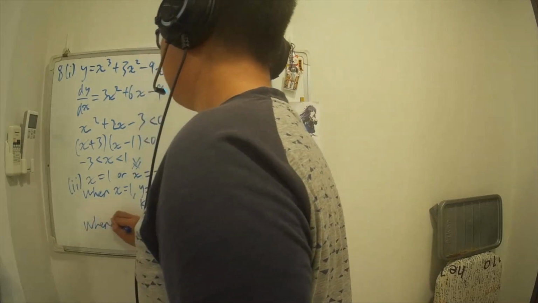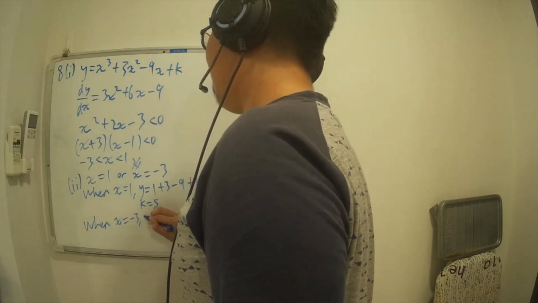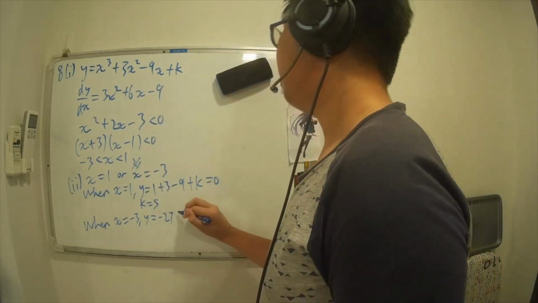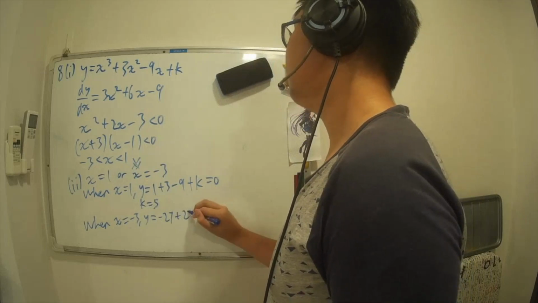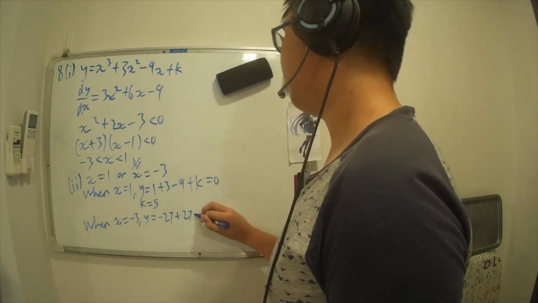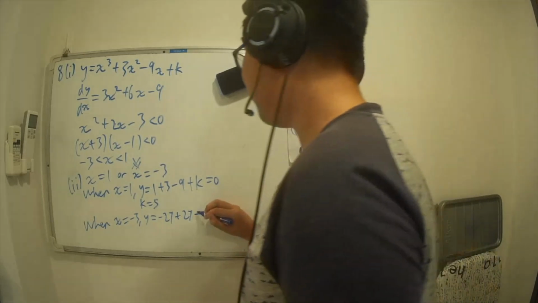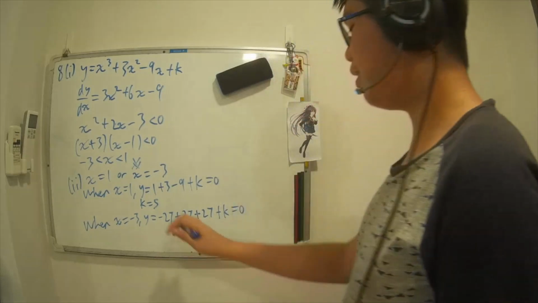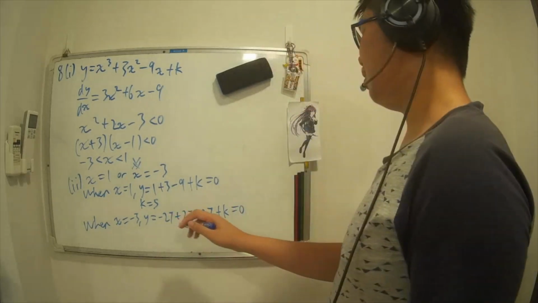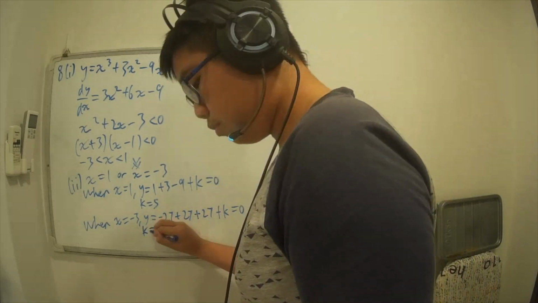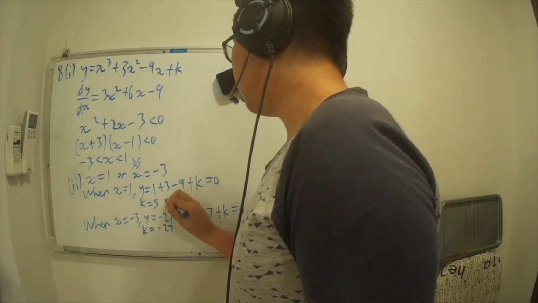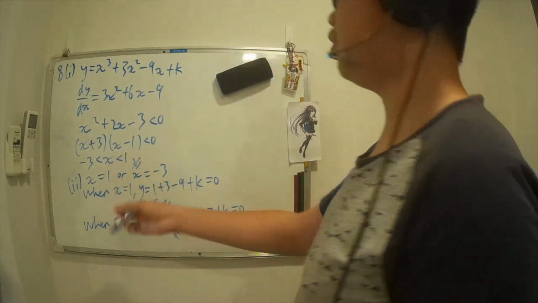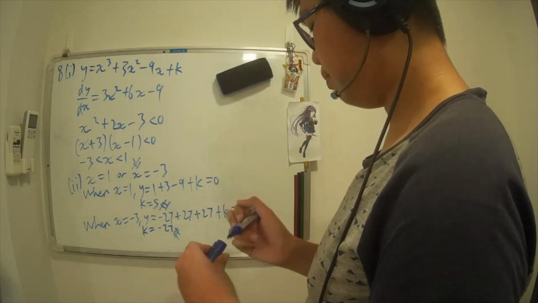And then when x is equal to negative 3, y is equal to negative 27 plus 27 plus 27 plus k, which is equal to 0. Everything is 27 here, so we know that k is negative 27, right? So these are the two possible values of k, 5 or negative 27, depending on x equals 1 or x equals negative 3. Okay?